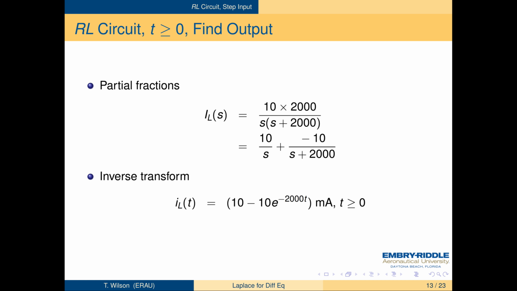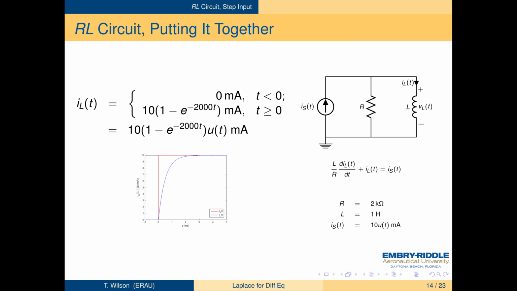We inverse transform term by term to find that the inductor current is 10 less 10 times e to the minus 2000t milliamps for t greater than or equal to 0. We can put that expression for I sub L when t is greater than or equal to 0 with the value of 0 for t less than 0. Since multiplying by u of t makes everything 0 for negative times, we can write one expression, I sub L of t equals 10 times 1 minus e to the minus 2000t u of t milliamps for all times t.